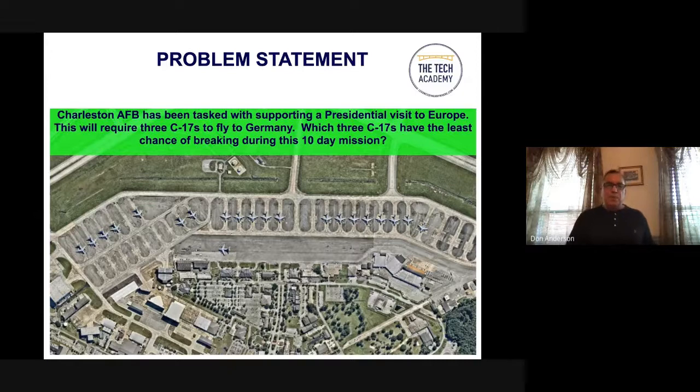So here's the problem statement. What you're looking at here is an aerial view of Charleston Air Force Base. And the airplanes that you can see, they're probably pretty small, but there's a lot of C-17 cargo airplanes. Those are big, giant airplanes that do nothing but carry cargo and passengers around. So let's just say that Charleston Air Force Base has been tasked to support the president visiting Europe. This will require 3 of our C-17s to fly to Germany. And which 3 C-17s have the least chance of breaking during this 10-day mission?